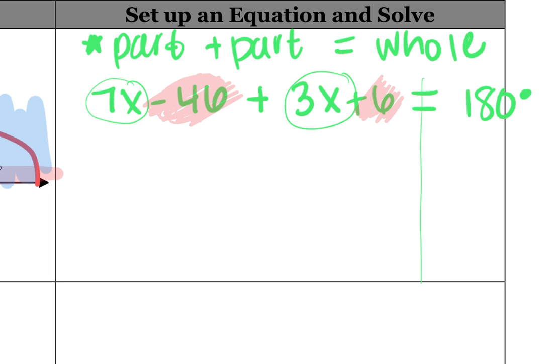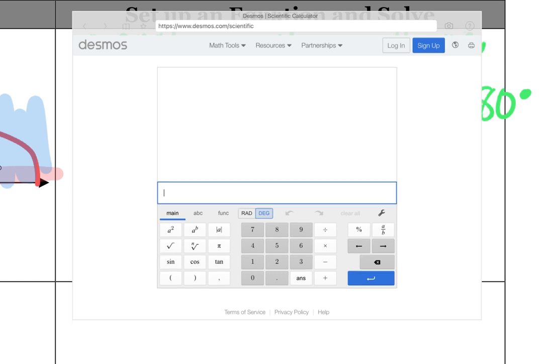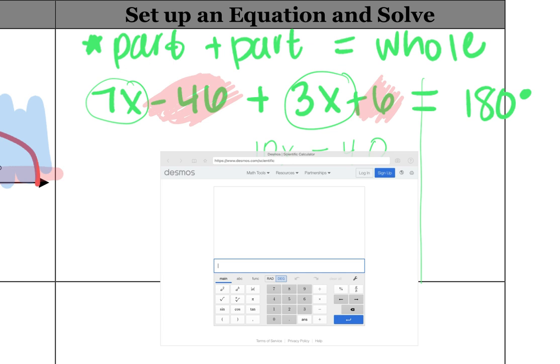So let's do that. If I go to my calculator and I add 7 and 3 together, I should get a 10. And it's going to be 10x. If I put negative 46 and add 6 to it, it's going to give me negative 40. Okay, so let's look at that, just so we know it's true. So it's negative 46 plus 6. And that's where I'm getting that negative 40.